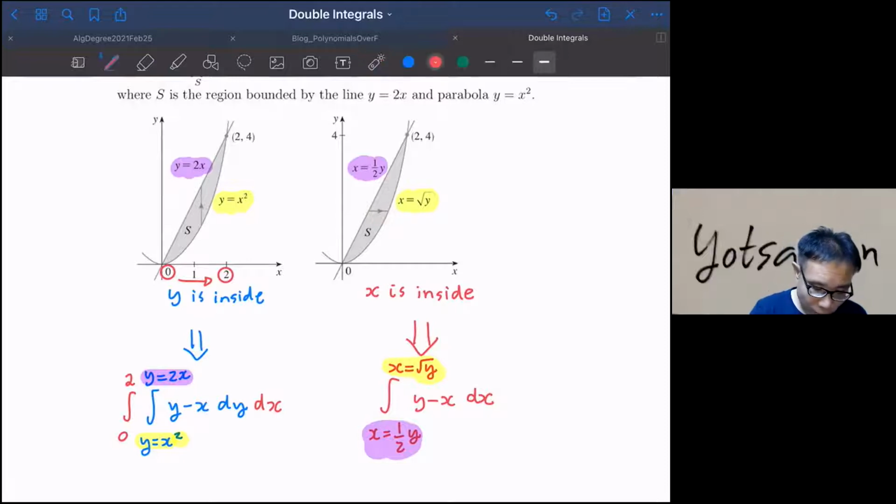And you have the outside one. The outside one is going to be the range for y. The range for y is going to be y coming from 0 to 4. Okay, so y is going to cover in this direction from 0 to 4. So you have the integral from 0 to 4 dy. Okay, so you have to set up in this case.